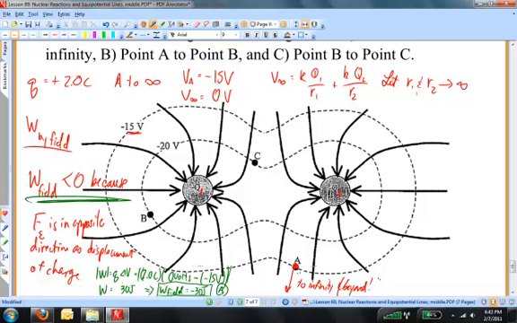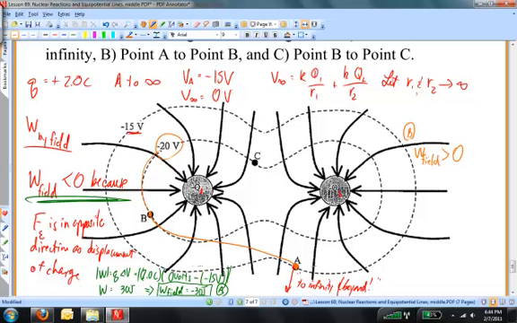Part B. Let's go from A to B. So I'm going to start here at A and I'm going to go over to B. Well, the potential at B is this negative 20 volts because it's sitting on that negative 20 volt equipotential. I am going from a negative 15 volt to a negative 20 volt. The positive charge is moving closer to this negative charge over here, and so it is pulled closer. The field is going to do positive work.